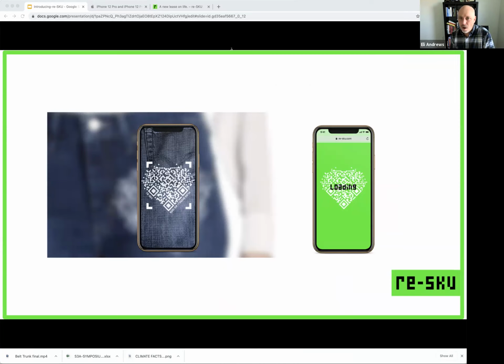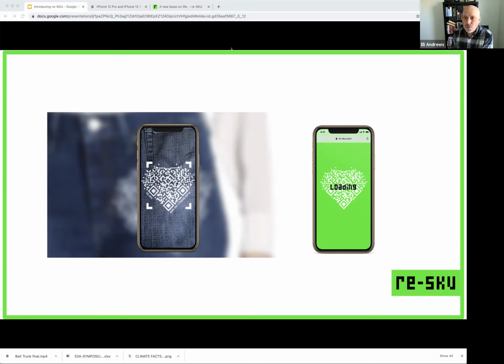That re-SKU heart is built around a scannable QR code. It's scannable in order to get things like jeans talking to people, telling us the story of where they come from and telling the story of how much or how little they are helping in our fight against climate change, so that people can make informed decisions and can choose to make purchases that are conducive to our flourishing as a species.